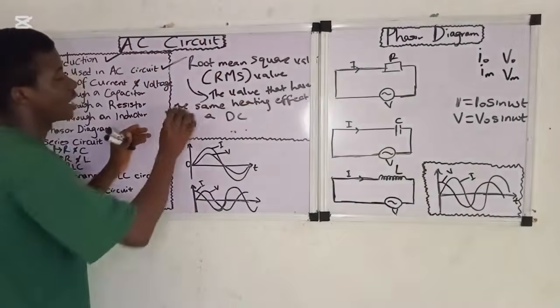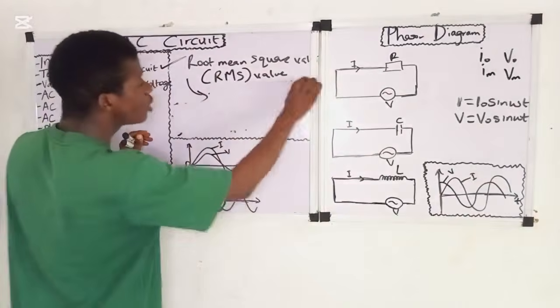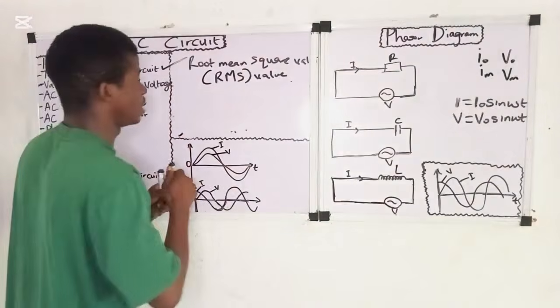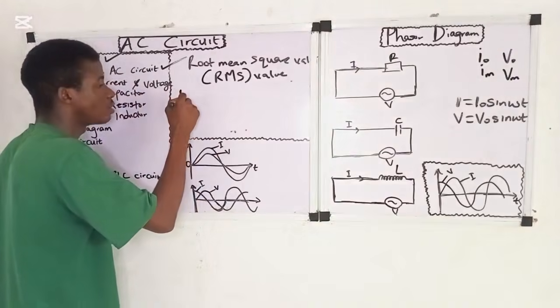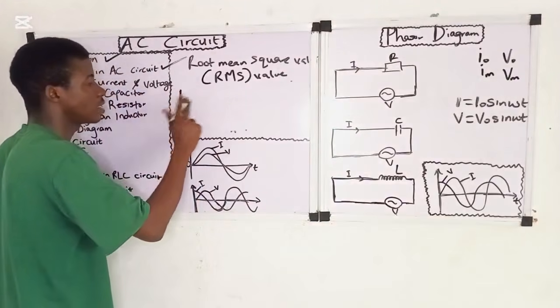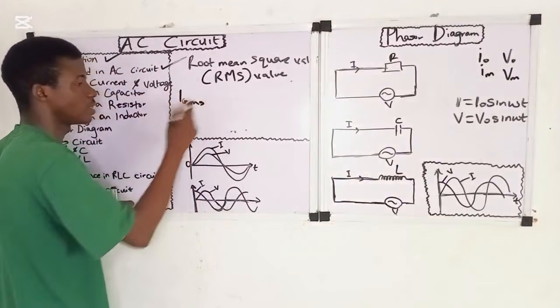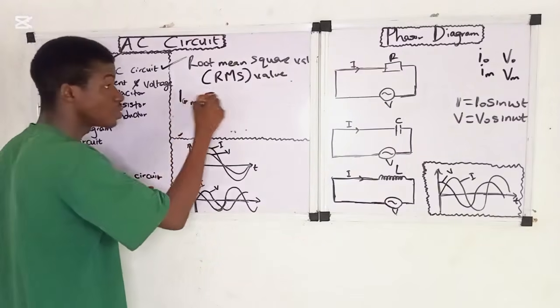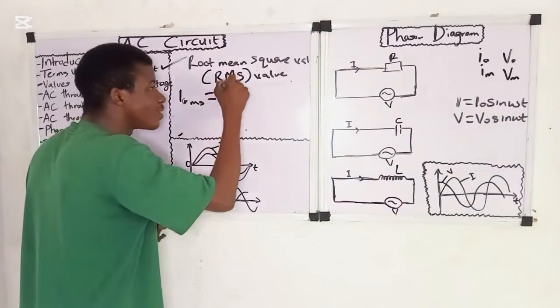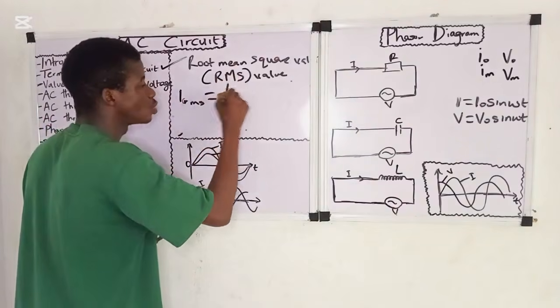Now let me give you guys the formula. The RMS value of current, we present it like this: the current, then write RMS. You might have seen something like this. The root mean square value of current is equal to the peak current divided by root 2.